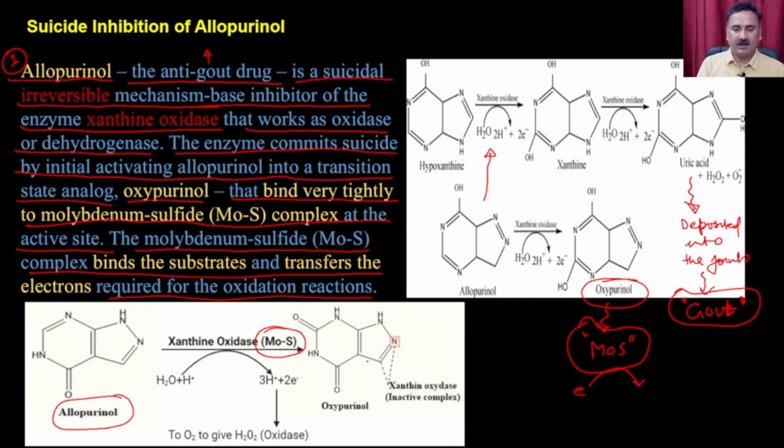Allopurinol is converted into oxypurinol, and oxypurinol has this nitrogen, right? And this nitrogen interacts with the molybdenum and sulfur center present on the xanthine oxidase, and that's how it makes the irreversible complex. Because it makes an irreversible complex, the molybdenum sulfur center will no longer be able to transfer the electron from the substrate to the other molecules, and as a result the enzyme will not be able to catalyze these reactions.